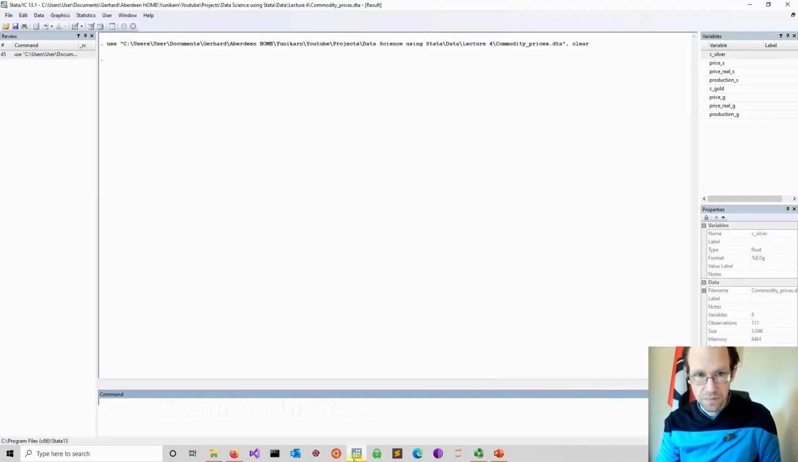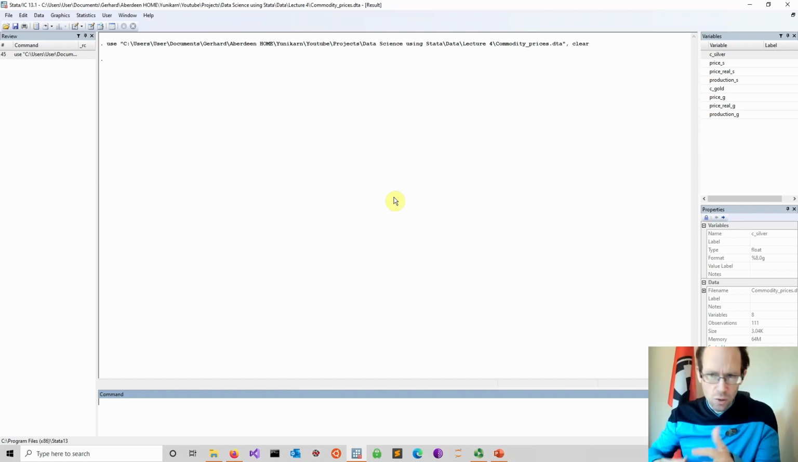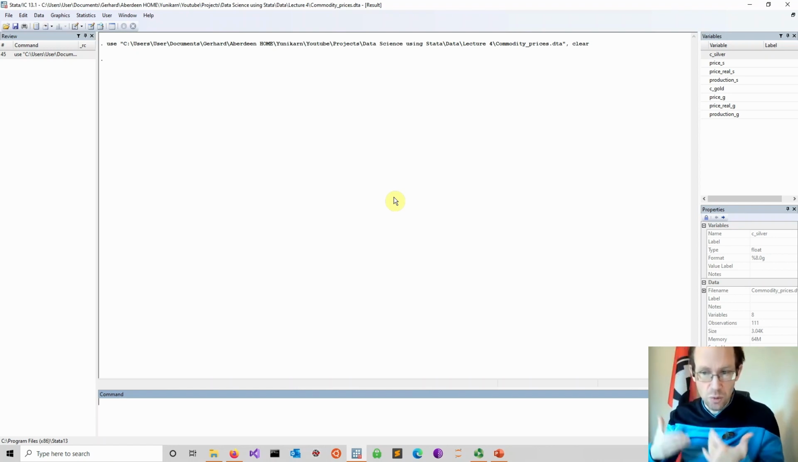exercise and example. Again, I put all the data and the do files into the GitHub, which you find below in the description. I now opened a data set of commodity prices. I don't want to do some proper modeling of commodity prices here, I just want to illustrate the idea of multicollinearity. So I violate quite a few rules, but it's just to illustrate this one point without going into further details.